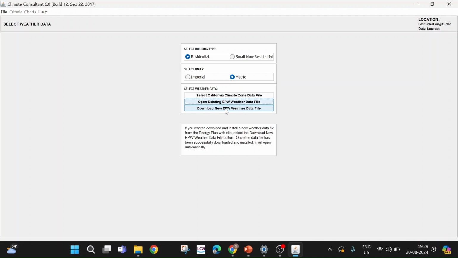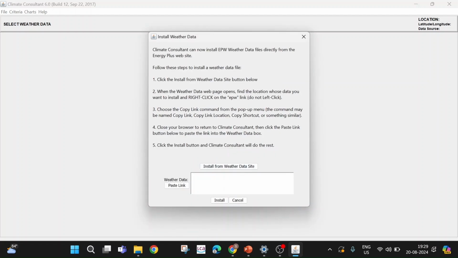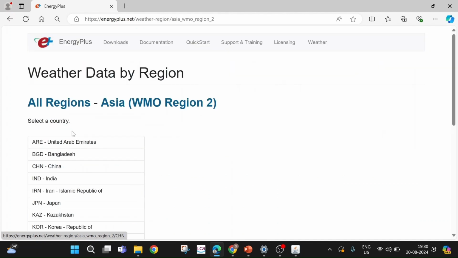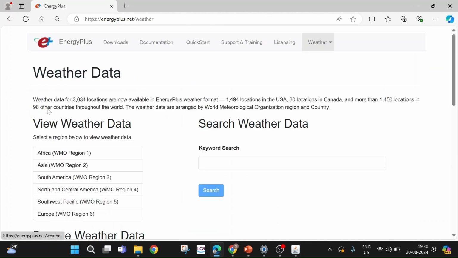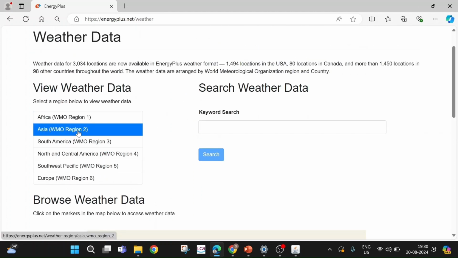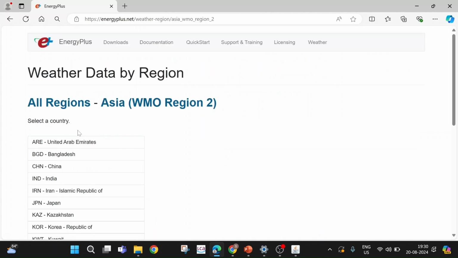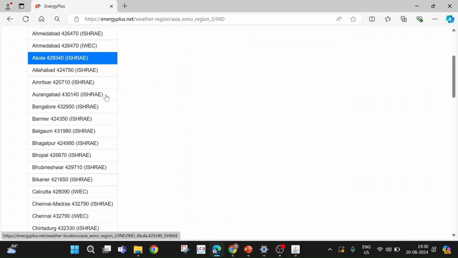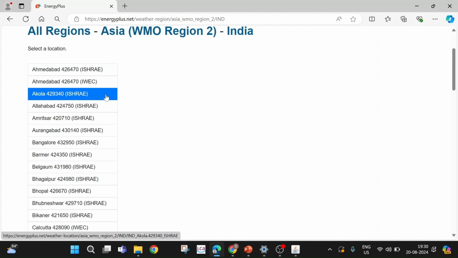From here, Download new file. From here you can download the new weather data files and install also. So here you can go. I think I'm moving a bit slow, or should I move fast? So from here you can go to Asia, then you can go to India. So in India, the screen is visible. Yes, sir. So till now it is clear to all of you.